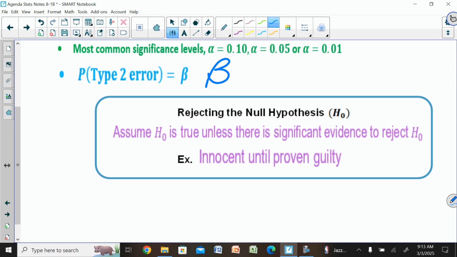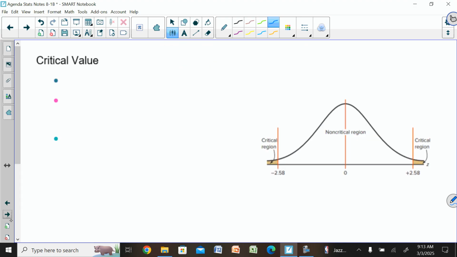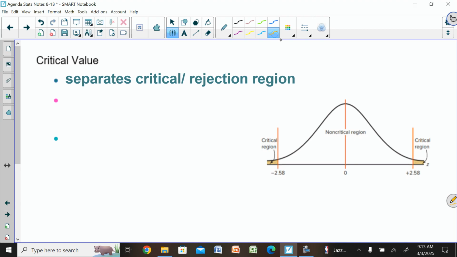All right, so let's talk about that alpha and where it falls. We're going to mention critical values, but we're not going to use them. I want you to see what this looks like. You know I'm a visual person. A critical value separates the critical or rejection region. Notice this is labeled critical region. This is a rejection region.